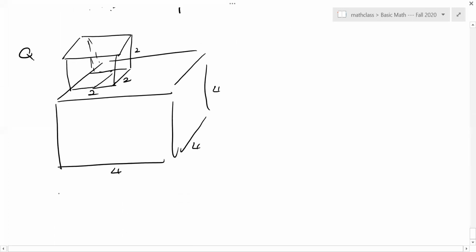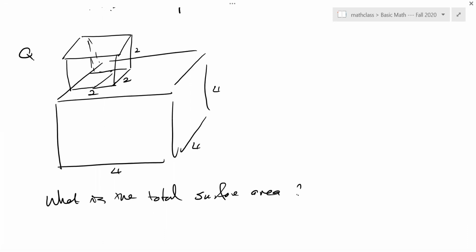My question is, what is the total surface area? Now, the attached part cannot be counted, since they are glued together.